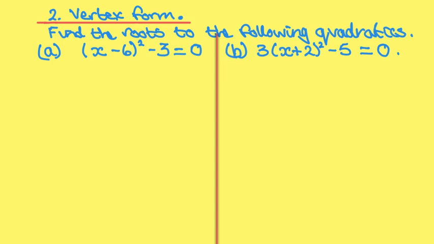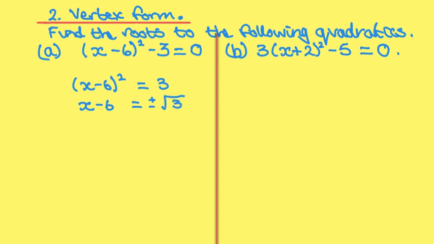Method 2 is to use the vertex form. Find the roots to the following quadratics. A, x minus 6 all squared minus 3 equals 0. So first rearrange it. So we get x minus 6 all squared is equal to 3. Square root both sides. So x minus 6 is equal to plus or minus the square root of 3.